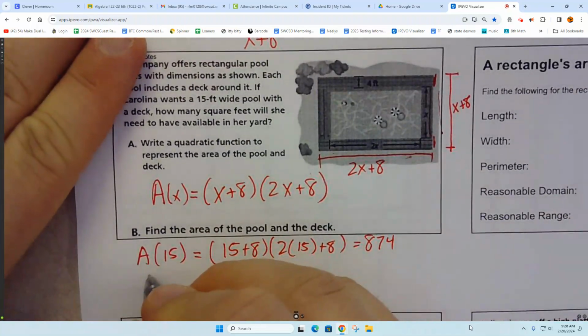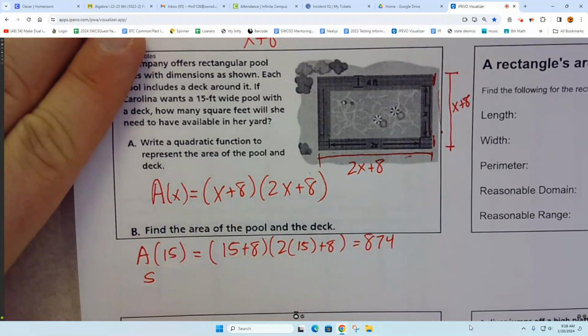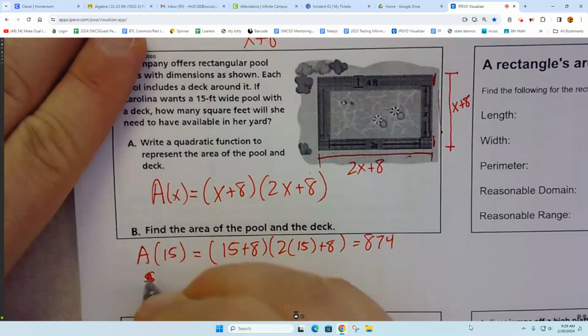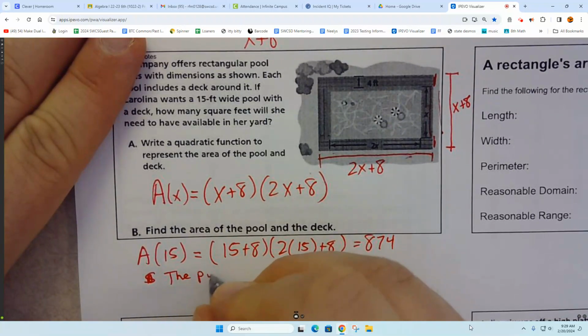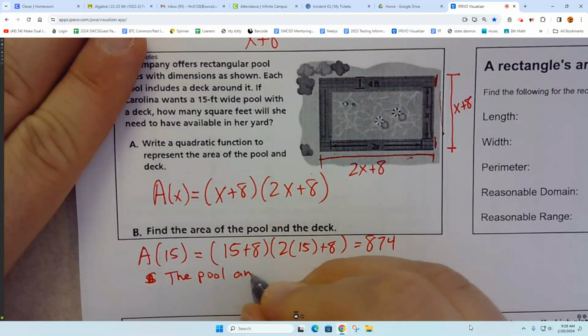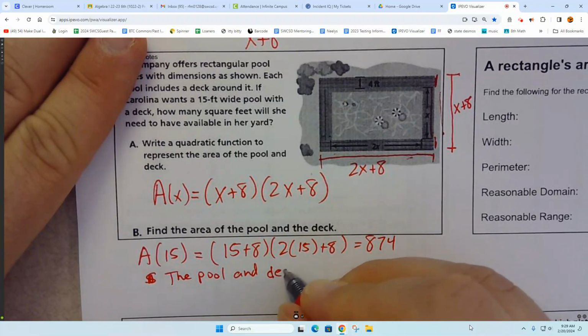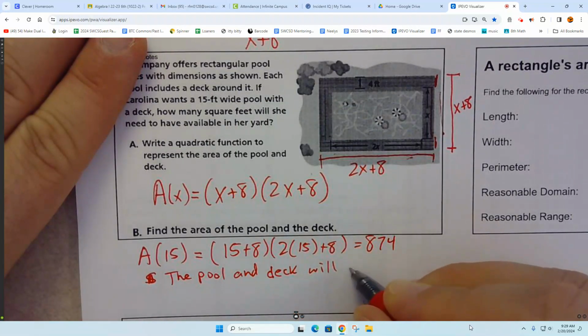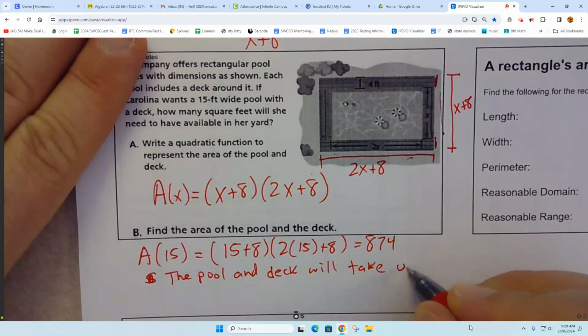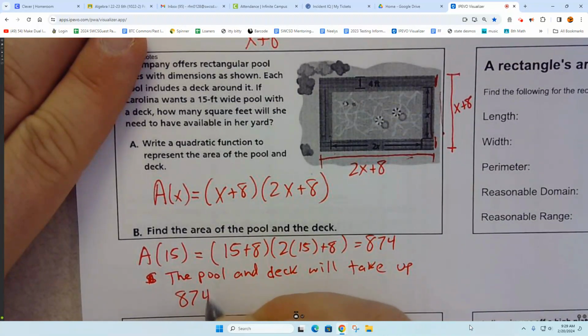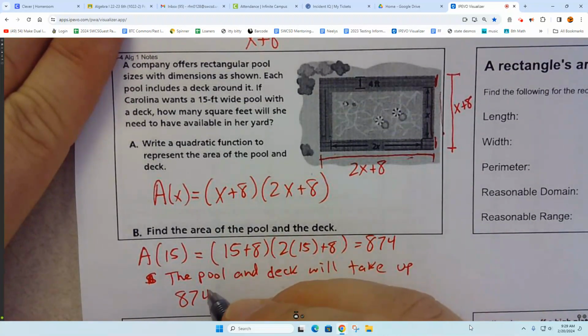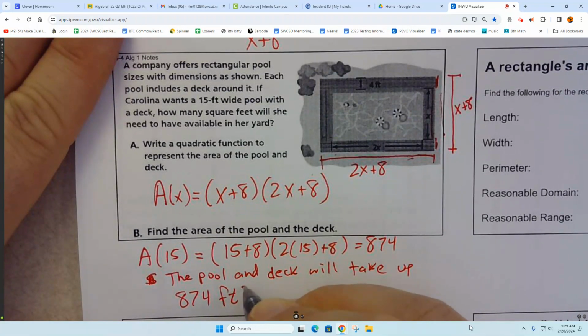The yard's pool and deck is going to take up 874 square feet. The pool and deck will take up 874. What were our units? Feet squared. Yep, square feet.